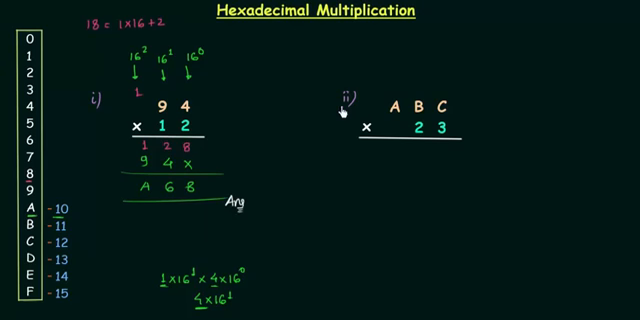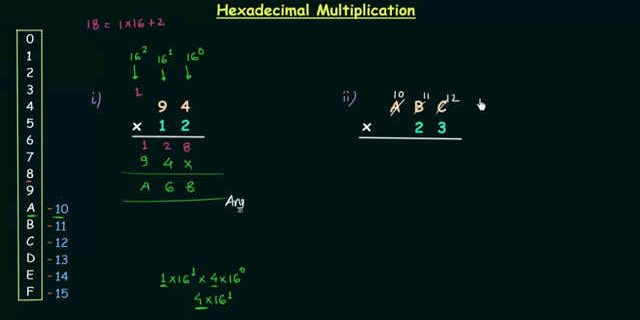Now we will move to problem number 2, having more calculations as compared to the first problem. The first hexadecimal number is ABC and the second hexadecimal number is 23, and we have to multiply them. I will again repeat the same procedure. First I will multiply ABC by this 3, and then we will multiply ABC by this 2. C is nothing but 12, B is nothing but 11, and A is 10. From here you can see C is 12, B is 11, and A is 10.